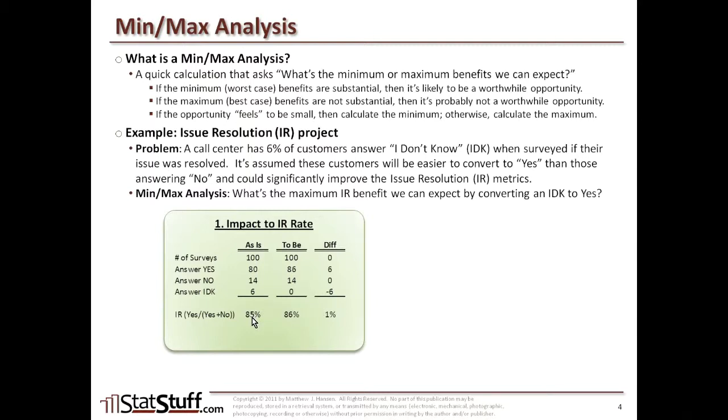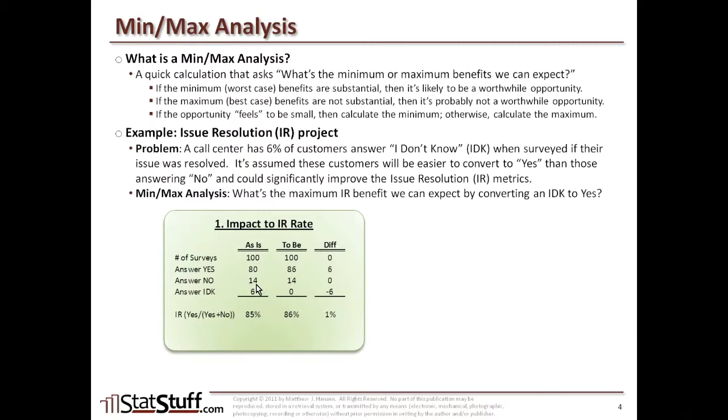But when we started to explore this in the min-max analysis perspective, we actually found something different in how the metric was calculated. So from an as-is perspective, we had 100 surveys, for example. Basically, in order to get an 85% for the IR rate, that would mean there would be 80 people who were answering yes. We already knew that 6 of them were answering I don't know, because we said 6% of the customers answered I don't know. Then that left 14 who answered no.